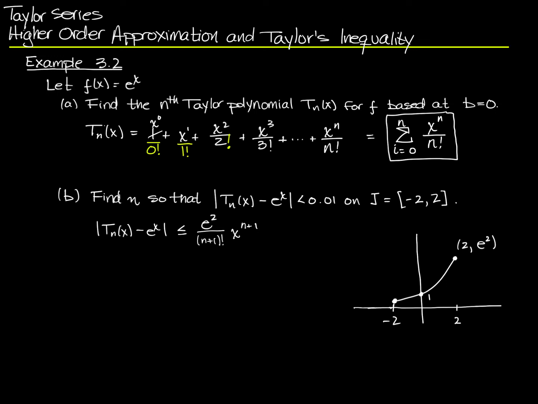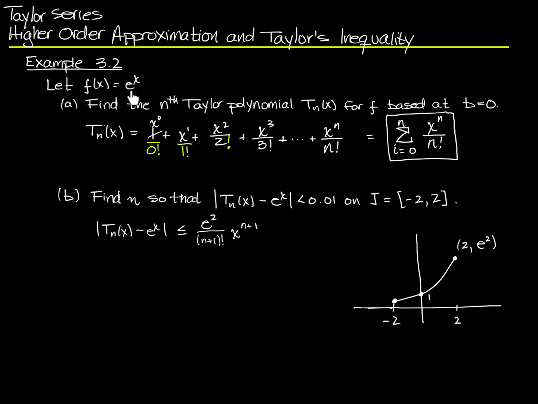Now you might be wondering how I was able to jump straight in here and find m without taking any derivatives. Well, I'm working with the function e to the x. Doesn't matter which derivative you're on, the derivative is the same as the original function, right? So this is the nth derivative.